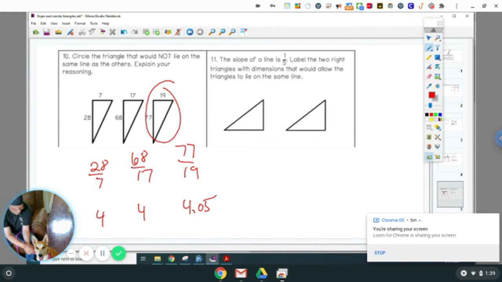And then the slope of a line is 1/5. Label the 2 right triangles with the dimensions. So you rise 1, run 5, or you can rise 2 and run 10. And these could vary. You can do whatever you want. And that is how you find slope using similar triangles. Generally, we don't use a lot of similar triangles. We just use rise over run to find the slope. Thank you, guys.